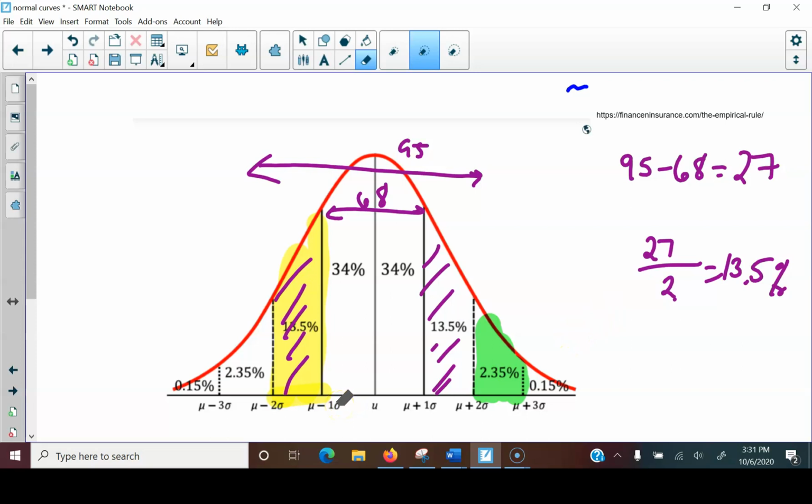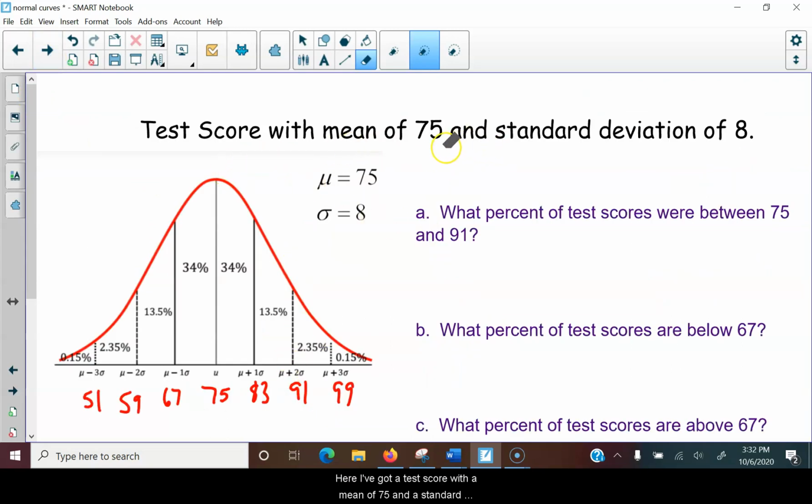This figure is very useful in solving the normal distribution problems that ask for percents between values that are on standard deviations. For example, here I've got a test score with a mean of 75 and a standard deviation of 8. This is the same figure we saw before. For the mean, I've got a 75. If I go up one standard deviation, that's at 83. Up another standard deviation, that's at 91. And up 3 standard deviations is 99. So I could read this as 0.15% of the test scores were above a 99. Here, if I go backwards, 75 minus 8, going back one standard deviation, I have a 67. And then I go back again to 59, and I go back a third standard deviation to 51. So all of these values are different values for test scores on this normal curve.